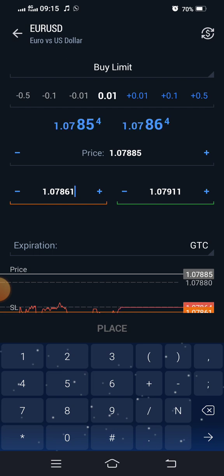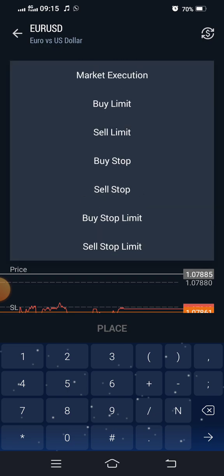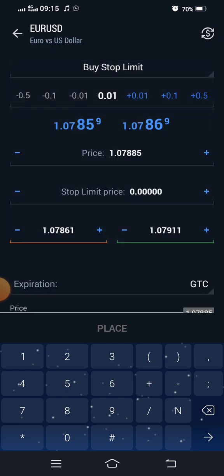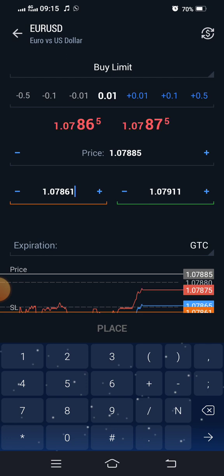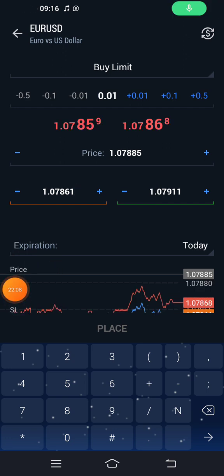So this is how you set your buy limit order, the same way you set your stop limit and all that. For us, what we are setting is a buy limit order, but it's not showing us to place because the spread is too far. So these are things that you need to know. The same thing applies for sell limit.